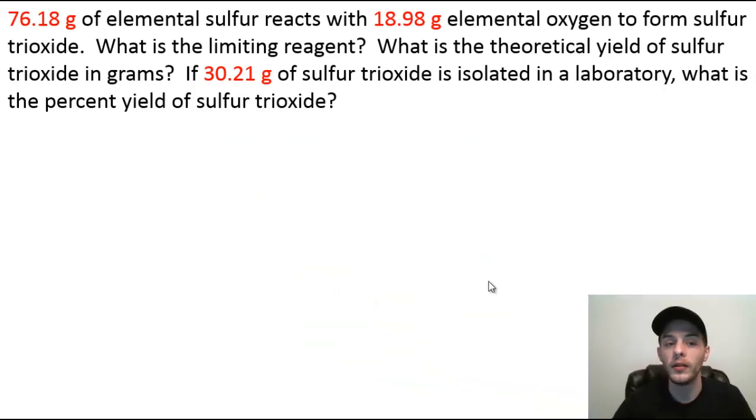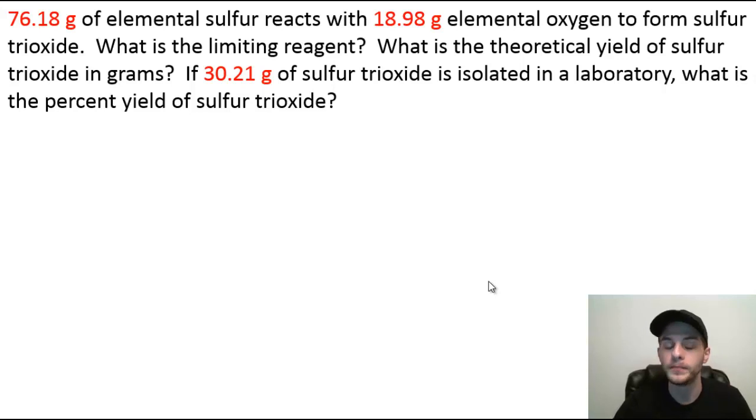So the problem says 76.18 grams of elemental sulfur reacts with 18.98 grams of elemental oxygen to form sulfur trioxide. What is the limiting reagent? What is the theoretical yield of sulfur trioxide in grams? And finally, if 30.21 grams of sulfur trioxide is isolated in a laboratory, then what is the percent yield of sulfur trioxide?